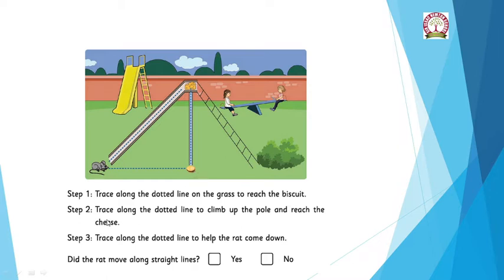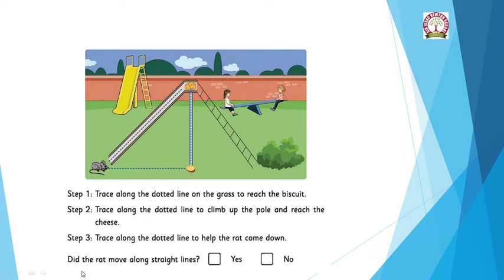Step 2 is trace along the dotted line to climb up the pole and reach the cheese. Now we are going to climb up the pole to reach this cheese. Now the rat is on the top of the pole, right? Step 3. Trace along the dotted line to help the rat come down. Now the rat is here, right? Now we are going to help the rat come down by tracing along this dotted line.